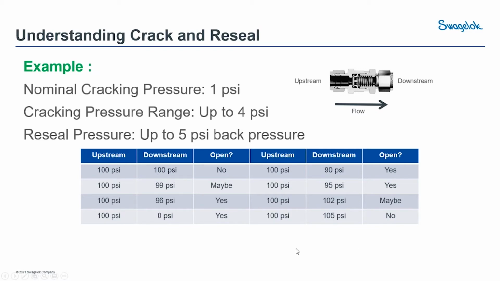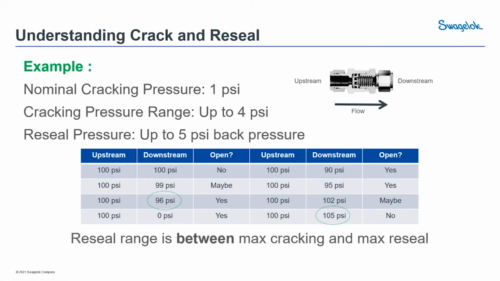So these are very confusing at times, and I think that's why we get a lot of questions around check valve selection. Our reseal range, you'll see that defined at times, is between the max cracking and the max reseal. So with a 100 PSI inlet, our reseal range is going to be 96 to 105. What does that mean? That's the area where we might or might not be open, or will be partially open most likely, depending on what conditions we have in our system.